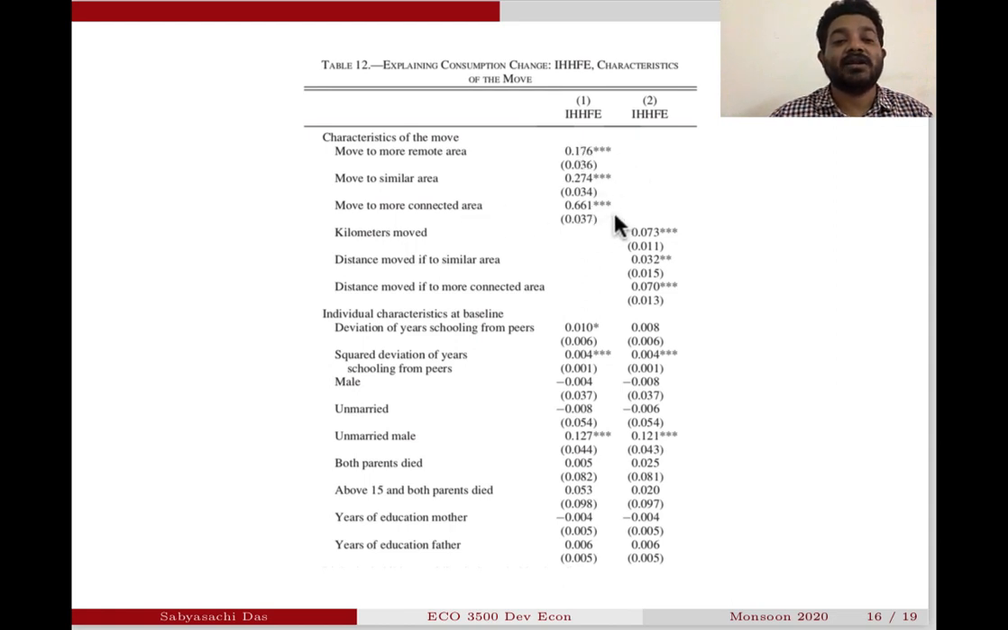And of course, if you move to a more connected area, the return is much higher. Consumption grows at 66%. But even for those who are moving to a more remote area, the consumption is 17% higher than those who didn't move. Right. So it looks like the fact that you are moving means that you are moving to a better opportunity. So irrespective of whether you are moving to a city or to a remote area, whether you are changing occupations or staying in agriculture, whether your education has gone up or not, migration per se seems to deliver some additional benefits. Okay.